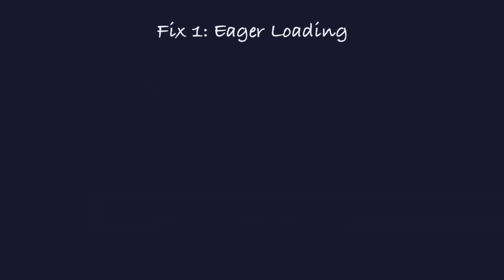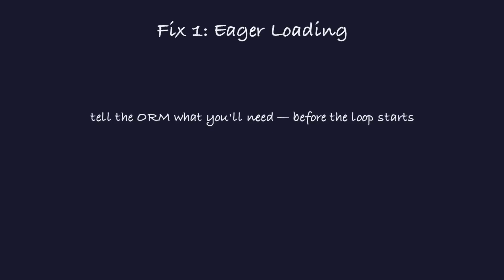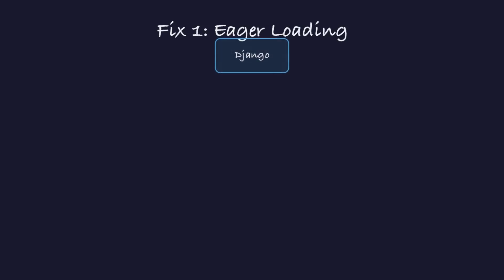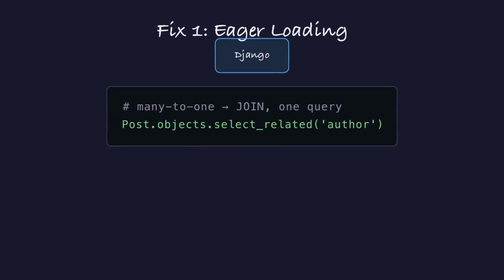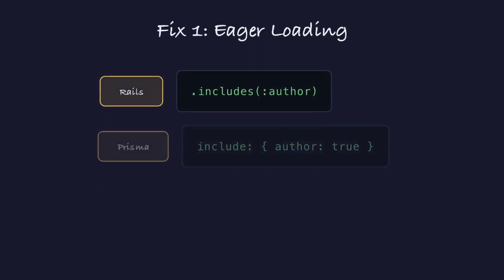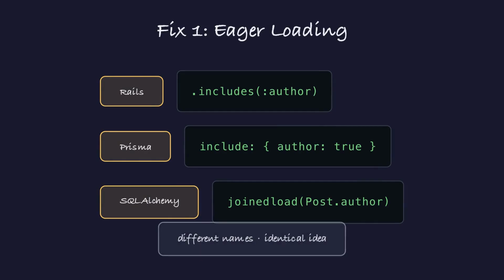Now the fixes. The primary one is eager loading. The idea: tell the ORM upfront what relationships you'll need so it fetches them all before the loop even starts. 0 per item queries. In Django, select_related uses a join, one query, all the data for many-to-one relationships. prefetch_related runs a second optimized query for many-to-many and reverse relationships. Rails calls it includes, Prisma uses include, SQLAlchemy has joinedload, different names, identical idea.